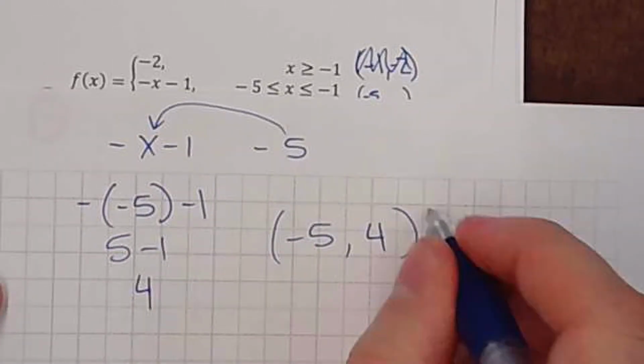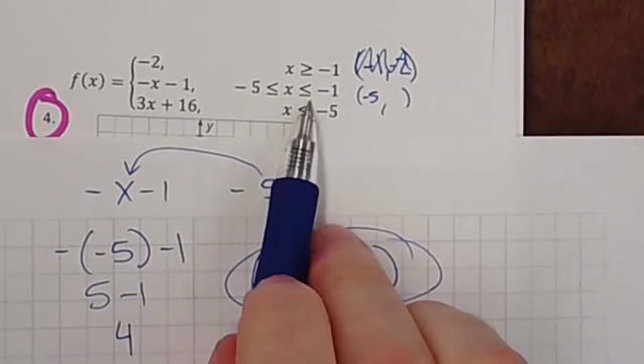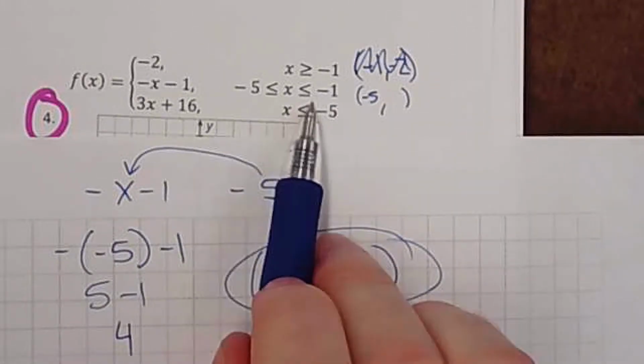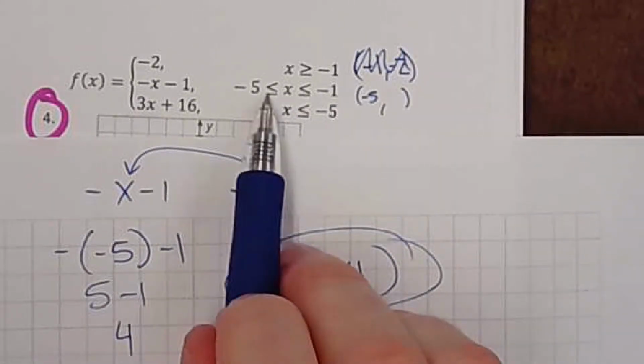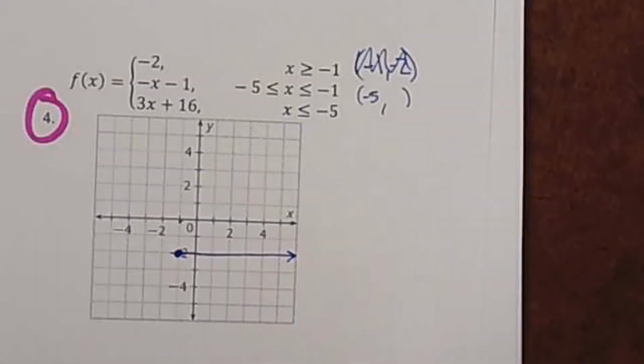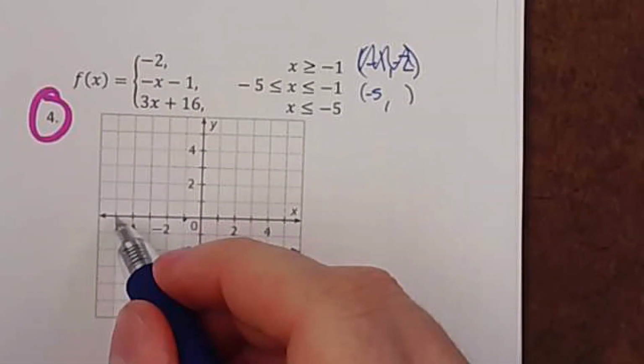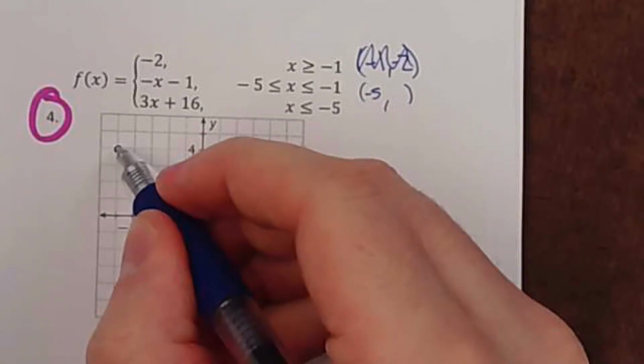So my coordinate is this. This is going to be a filled-in circle for both of these. So -5 gets a filled-in circle because it has a line underneath. So I do -5, comma, 4, and fill it in.